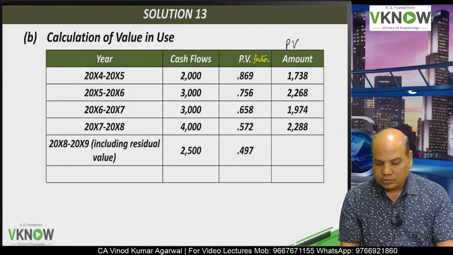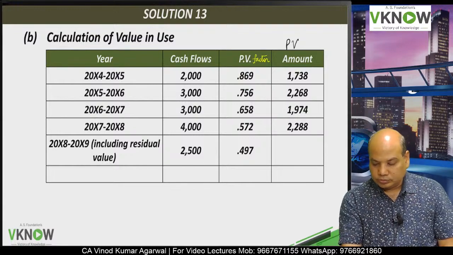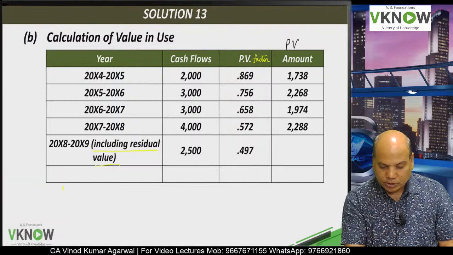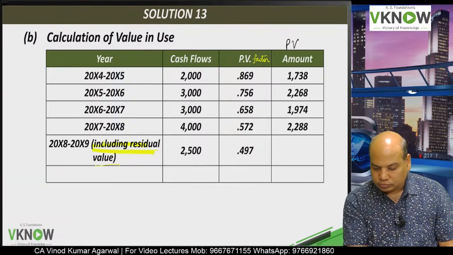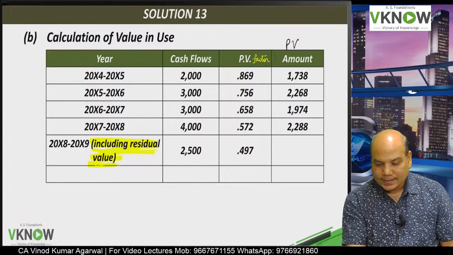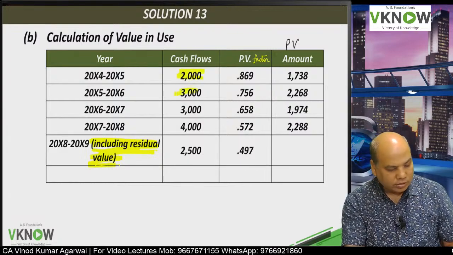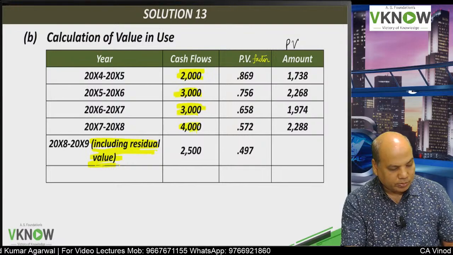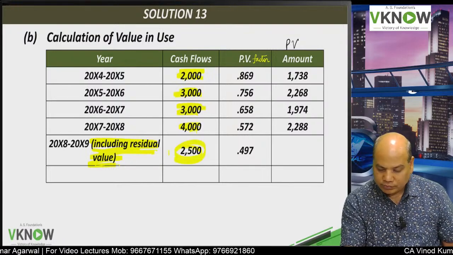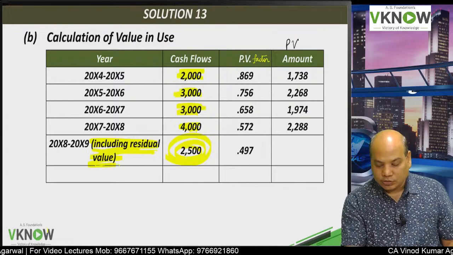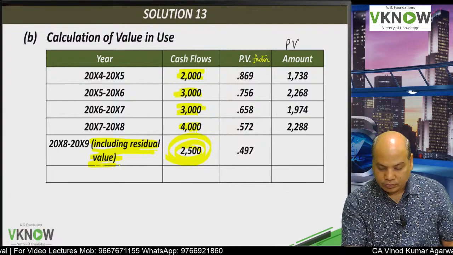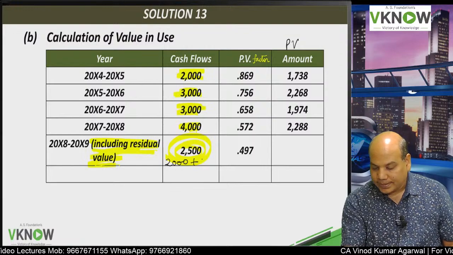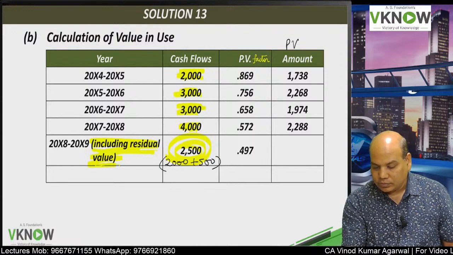And in the last year, you will also add the residual value. So please note down, cash flow will be 2000, 3000, all given in the problem. 3000, 4000. Be careful, in the last year I have to add 2000 plus 500.